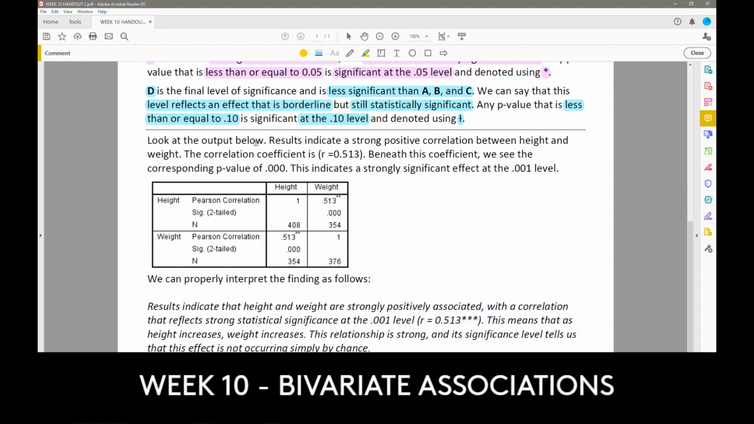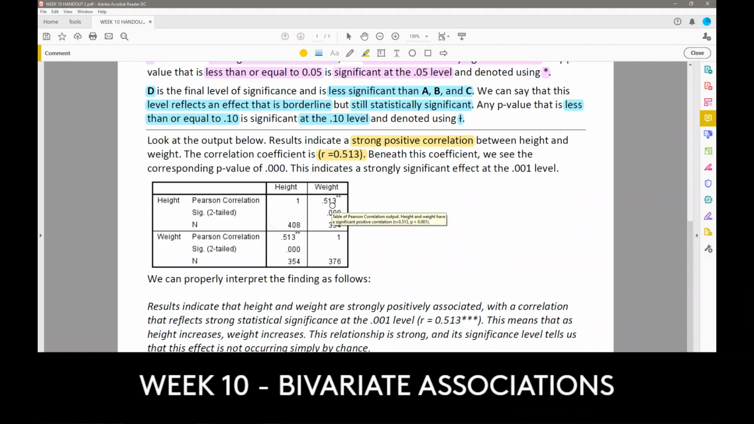When we look at the output again, we're looking at this Pearson correlation coefficient here, which is 0.513, okay? It's a positive coefficient, and it's pretty strong, okay, moderately strong. So we can say that results indicate a strong positive correlation between height and weight, okay? The correlation coefficient is 0.513, okay?